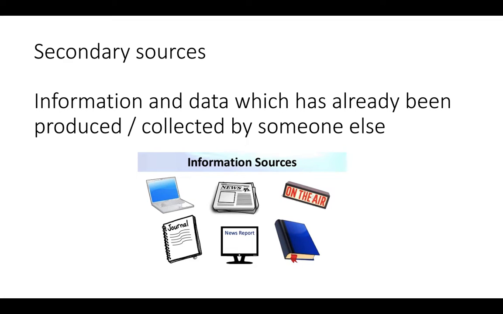So a primary source of data is when you, as the sociologist, go and collect the data yourself. Now, everything that you've looked at so far has been a primary source of data. Carrying out questionnaires, carrying out interviews, those are primary sources where you, as the sociologist, are creating the data. Secondary sources are when somebody else has collected the data for you. And official statistics are secondary sources of data.